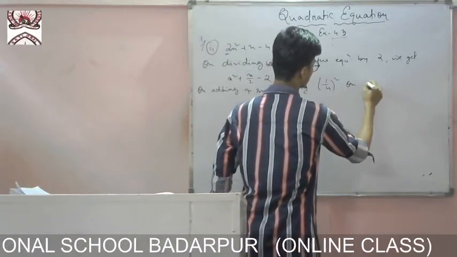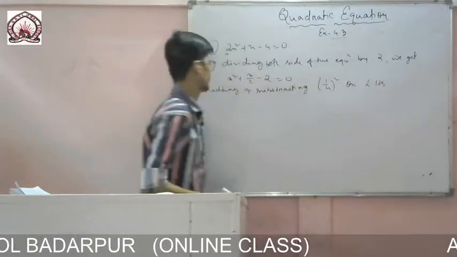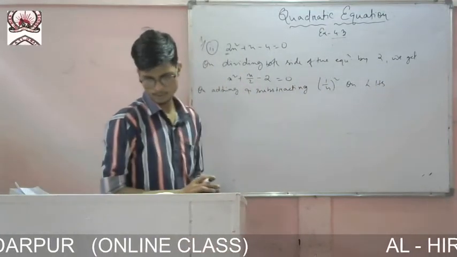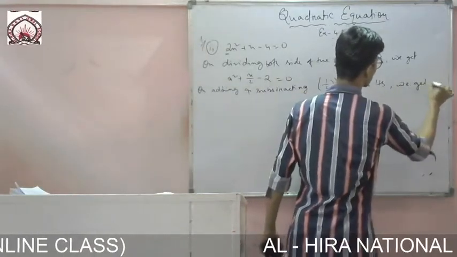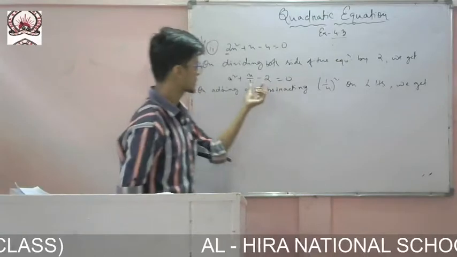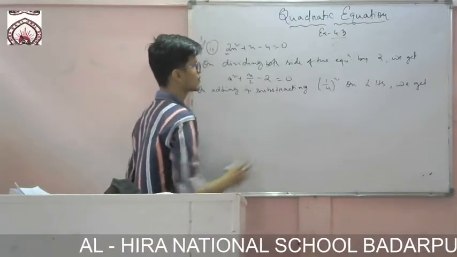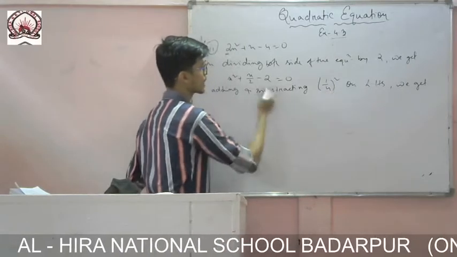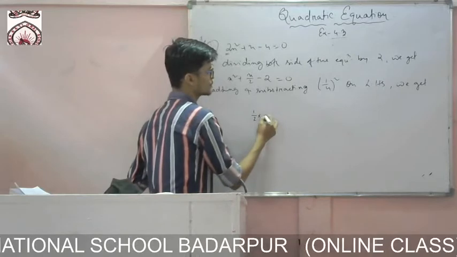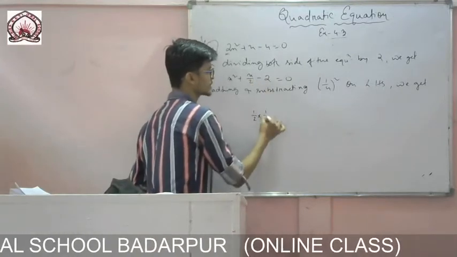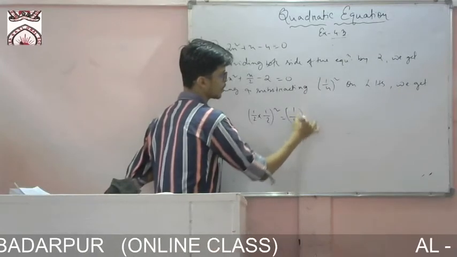On adding and subtracting 1 by 4 square on LHS, we are just adding it in this left hand side, you write it like this, okay. From where have I got 1 by 4 square? Because we know I have to multiply by half the coefficient of x. Here the coefficient of x is half and whole thing square. So from there I have got 1 by 4 whole thing square.